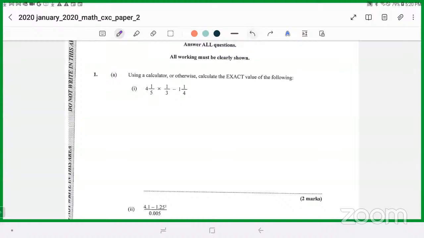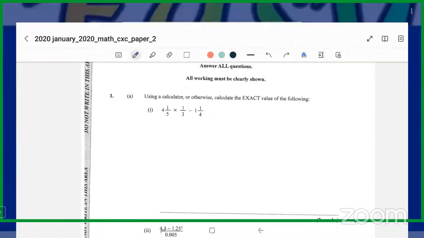Hold on a second, this thing is disturbing. Just give me a second. Okay, but I'm muting it. All right, let's bring up the calculator.